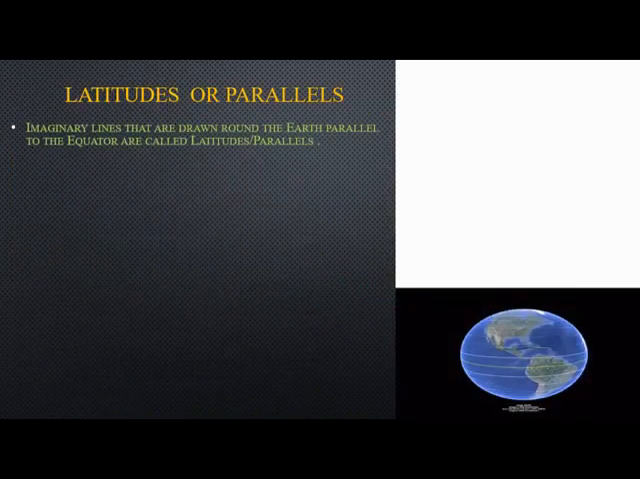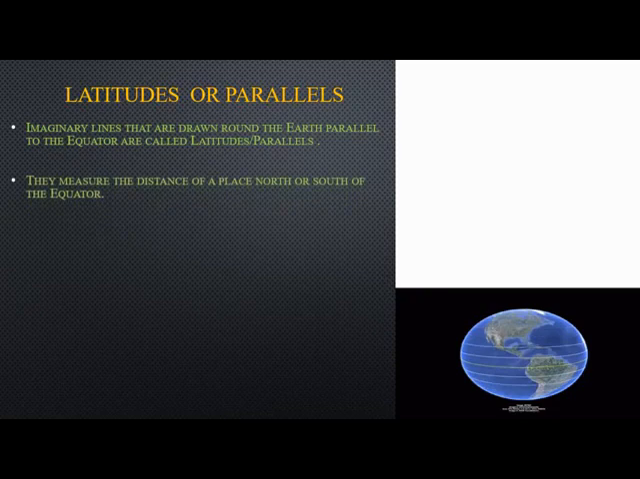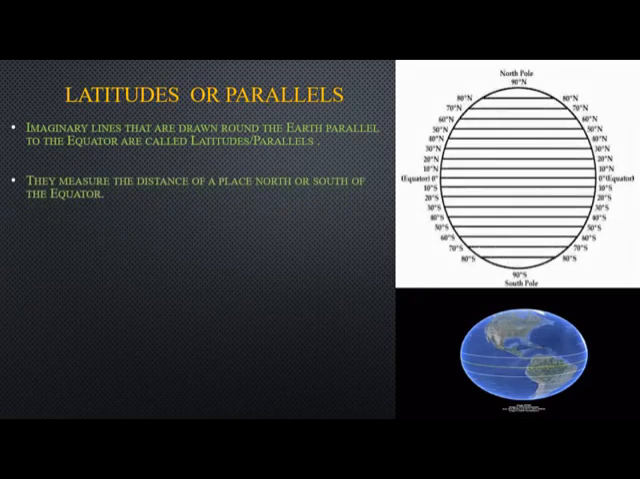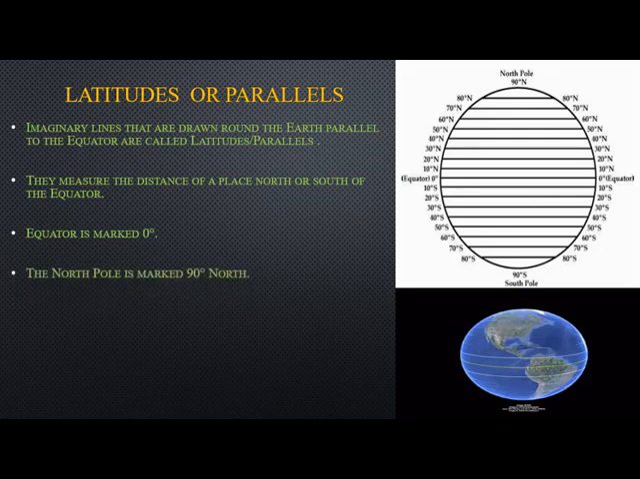Now, let us see what latitudes are, also called parallels. Latitudes are imaginary lines that are drawn round the earth parallel to the equator. They measure the distance of a place north or south of the equator. Equator is marked 0 degrees. The North Pole is marked 90 degrees north. The South Pole is marked 90 degrees south.